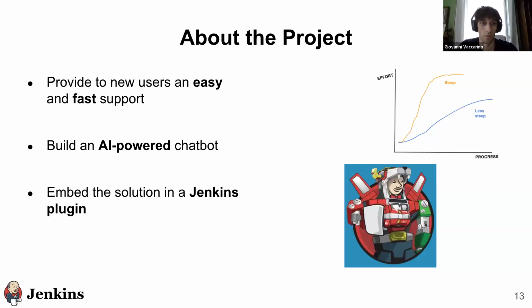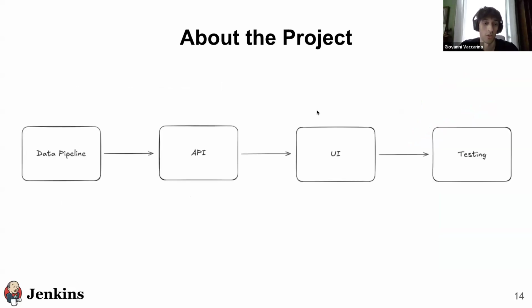And how do we do that? We do that by building an AI-powered chatbot tailored for their use case. And in order to provide a quick access to it, we want to embed the solution that we're going to develop into a Jenkins plugin. Next slide. So we are going to start from a data pipeline, since we have a RAG-based chatbot, and then we are going to move to the development of the API that will serve the core functionalities of our chatbot. Then we are going to move to the UI part, and finally the testing part.